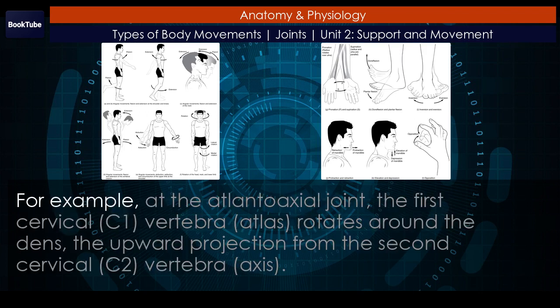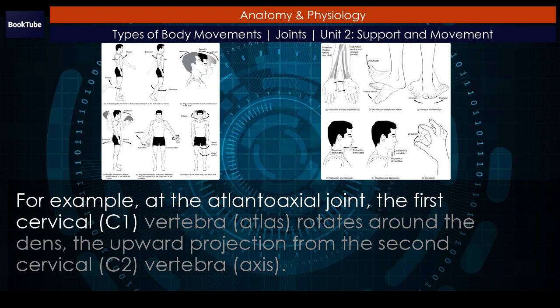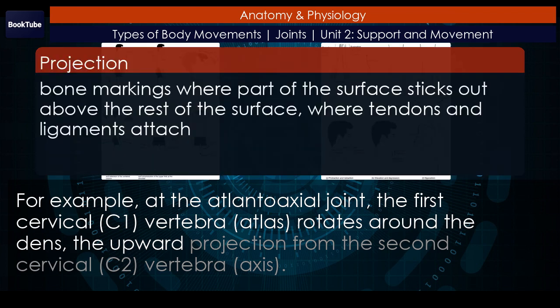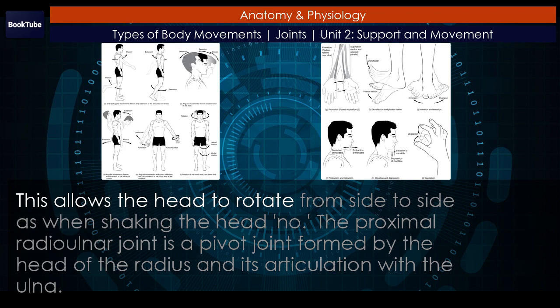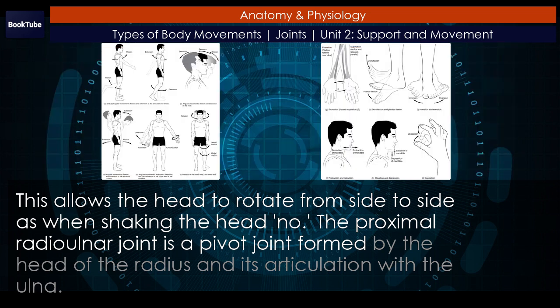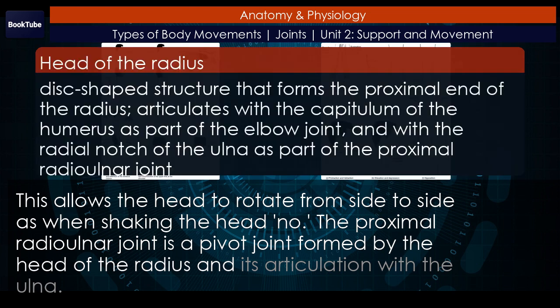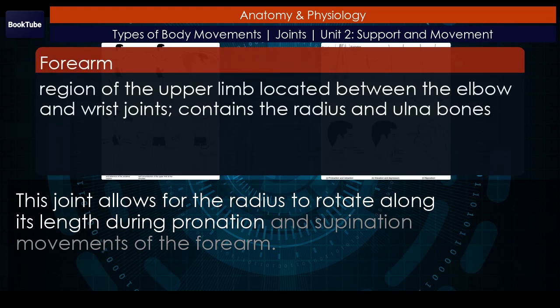For example, at the atlantoaxial joint, the first cervical (C1) vertebra, the atlas, rotates around the dens, the upward projection from the second cervical (C2) vertebra, the axis. This allows the head to rotate from side to side, as when shaking the head "no." The proximal radioulnar joint is a pivot joint formed by the head of the radius and its articulation with the ulna. This joint allows for the radius to rotate along its length during pronation and supination.